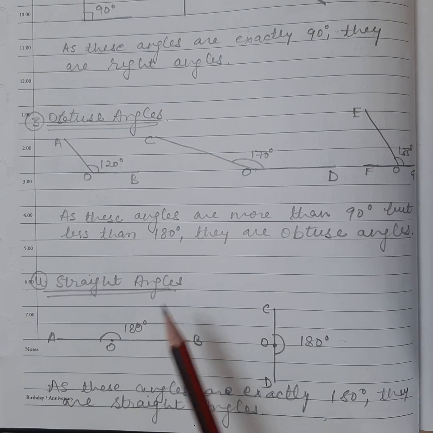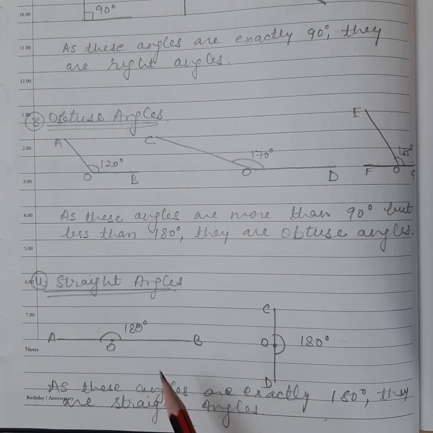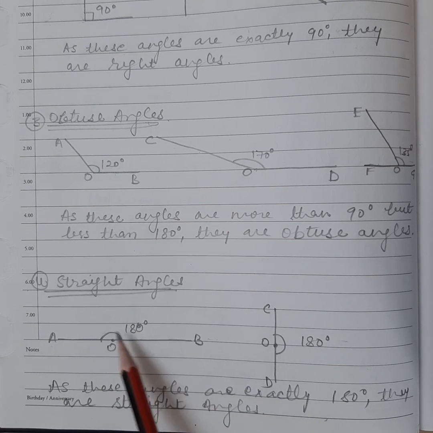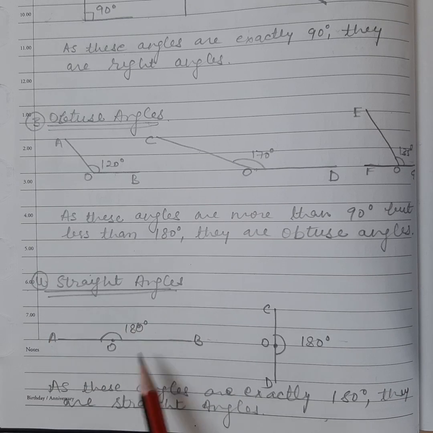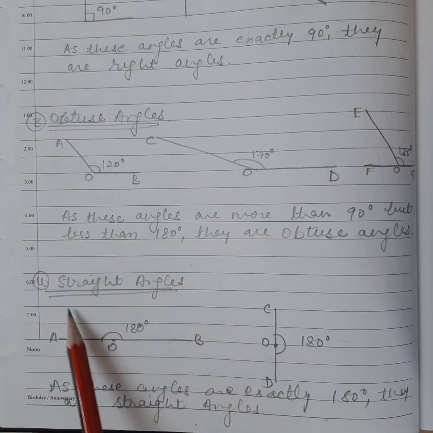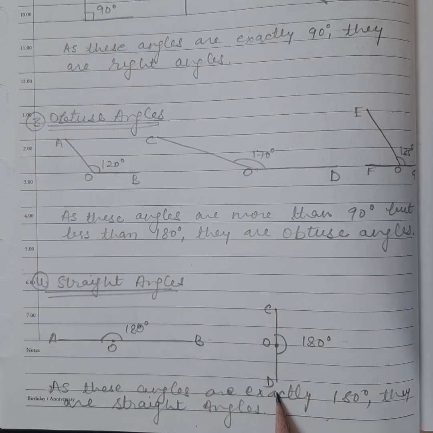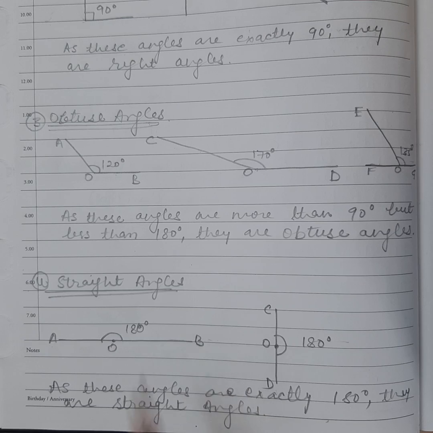Next angle is straight angle. Straight angle is exactly 180 degrees. So see, this angle is 180 degrees. So it will be a straight angle. A straight angle is formed from a straight line. So that is why it is called a straight angle. So this angle is also 180 degrees, a straight line again. So this also is a straight angle.